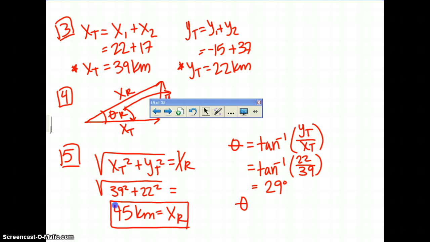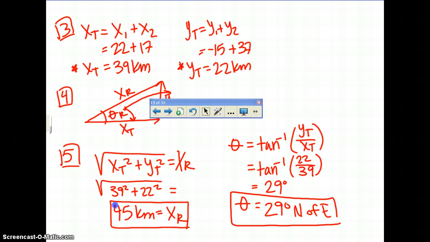And then look at your triangle, guys. Did you head north of east, east of north, south of west? What'd you do? You went north of your eastern line. So 29 degrees north of east is your final answer. All right, please apply this to 7, 8, and 9 on your Find and Resultant worksheet.